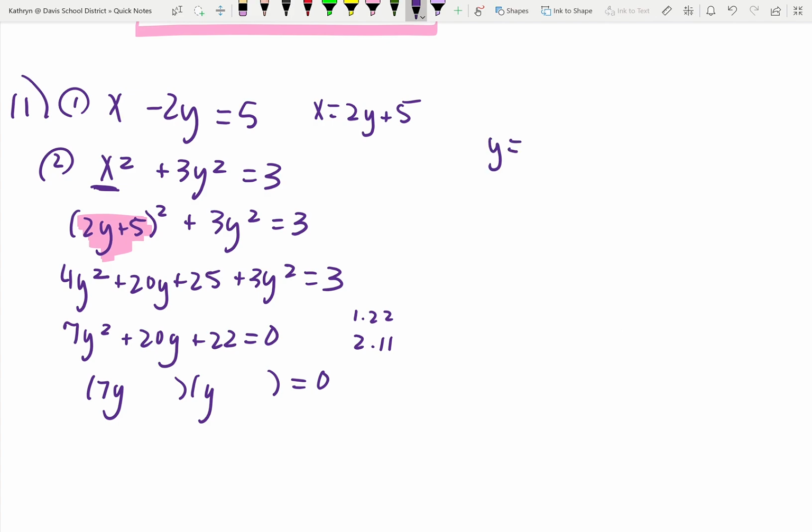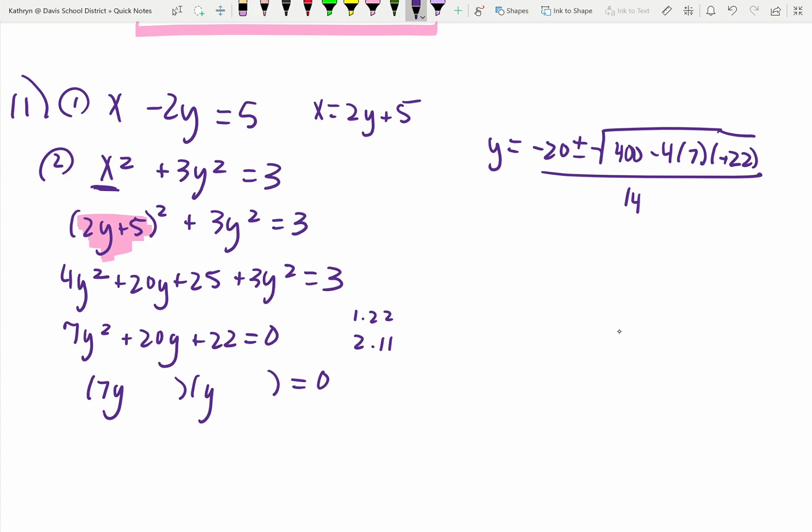So I have y equals negative 20 plus or minus the square root of 20 squared, which is 400, minus 4 times a, which is 7, times c, which is 22, all over 2 times a, that's 2 times 7, which is 14. Okay, now no decimal answers because they didn't say decimal. So on the inside I have 400 minus 4 parentheses 7, close it, parentheses 22, close it, hit enter, and I get a negative 216.